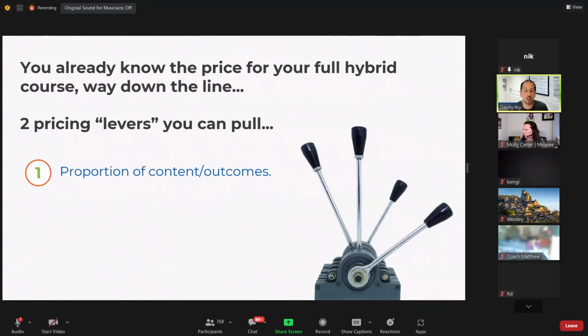Maybe you don't cover as much. It's not going to be as polished. So that's one dimension, right? Let's say, for example, it's 50% of the total content. So you dial it back by 50%. And most people understand that pretty easily.